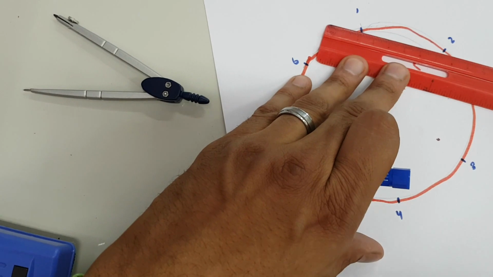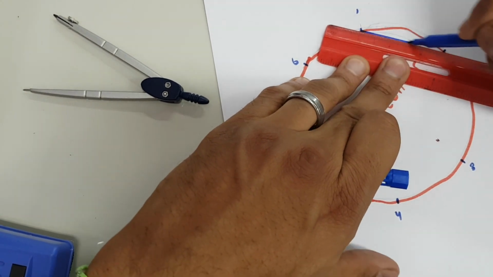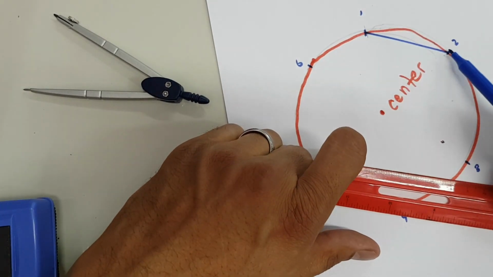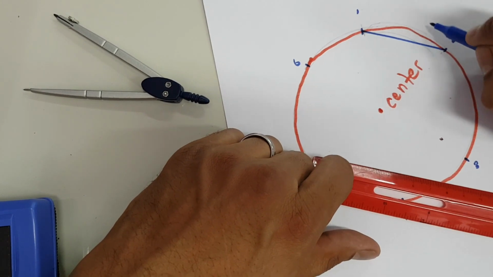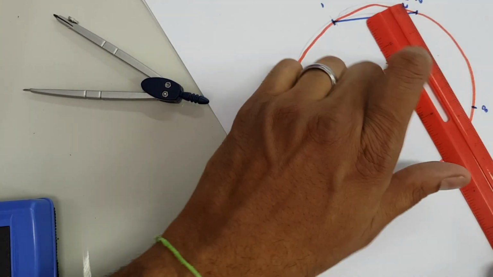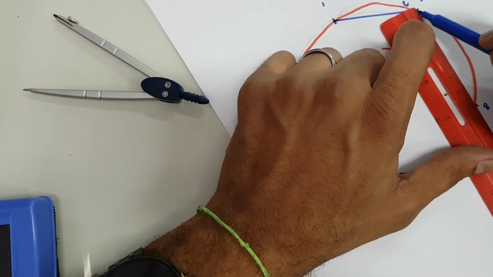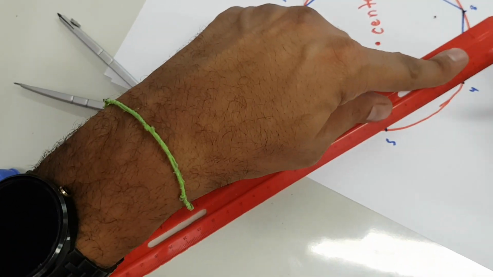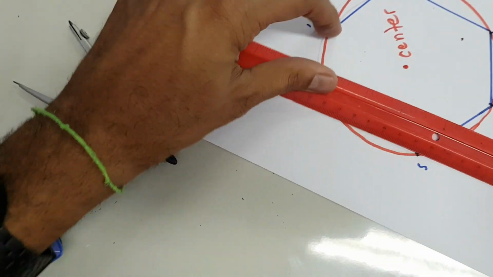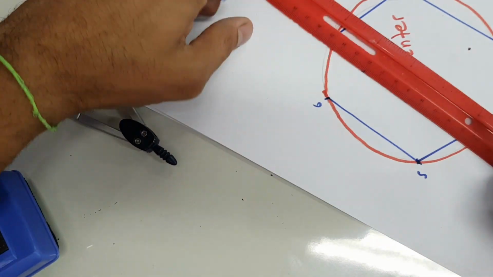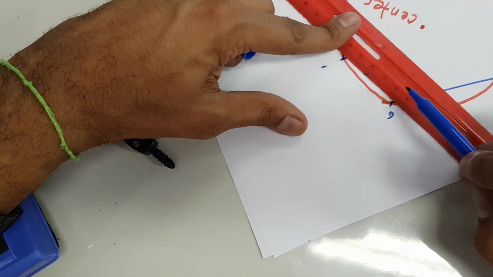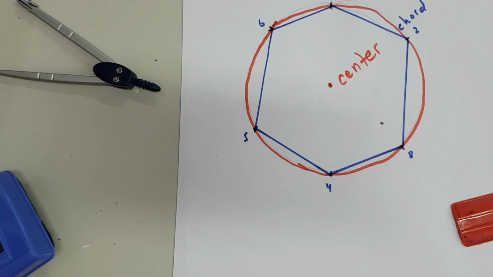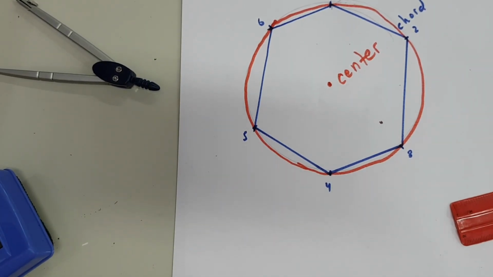Now I'm going to connect these points. So I'm going to use my ruler to connect this. Do you remember what that's called in geometry? When a line goes from the outside of the circle to the outside of the circle, but does not go through the center. Well, if you said chord, you'd be right. That's a chord. So now let's make 5 more chords. Now we've got 6 chords, and we've inscribed a hexagon inside of our circle.